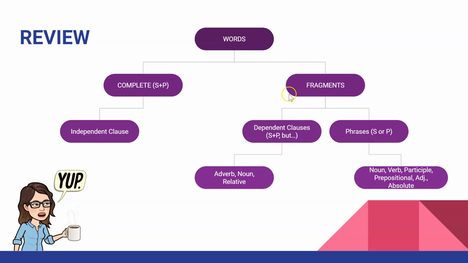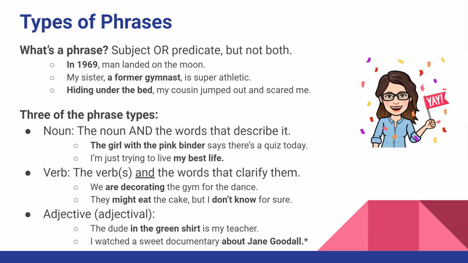We know that when we have fragments, all fragments are either dependent clauses or phrases. Phrases have either a subject or predicate. They're the least complete. Okay? So they already can't stand on their own. And they exist for a reason, usually to describe. Okay? So, here are some examples of phrases that have a subject or predicate, but not both.